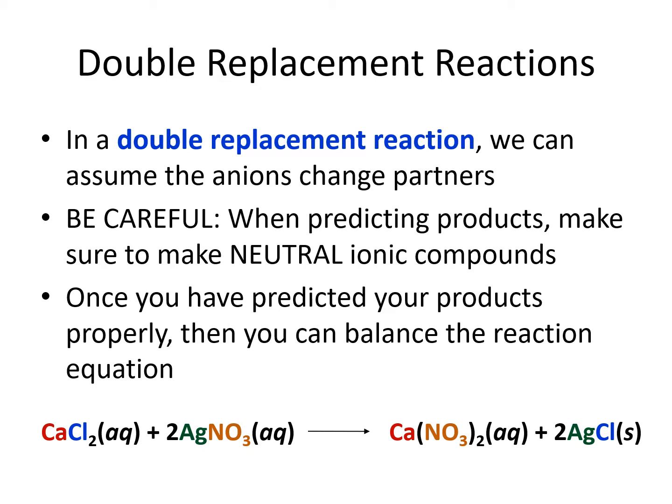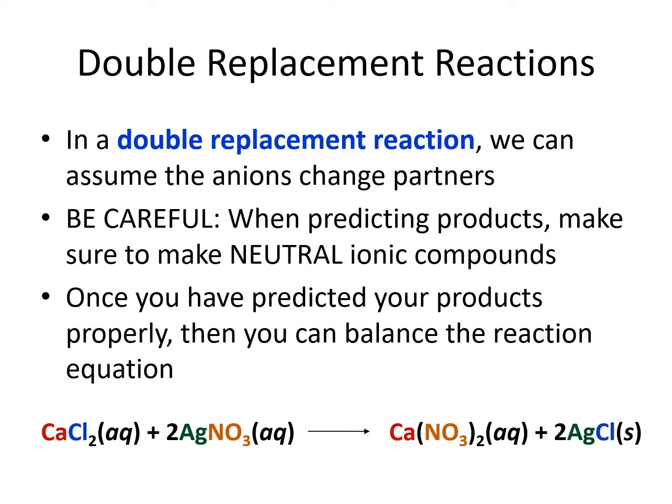With double replacement reactions, we have them switch partners, and as we predict our products, we have to make sure that we're making neutral ionic compounds with zero overall charge. Don't worry about how many chlorines you started with or how many nitrates you started with. We can balance the equation later. What's important here is making neutral ionic compounds.